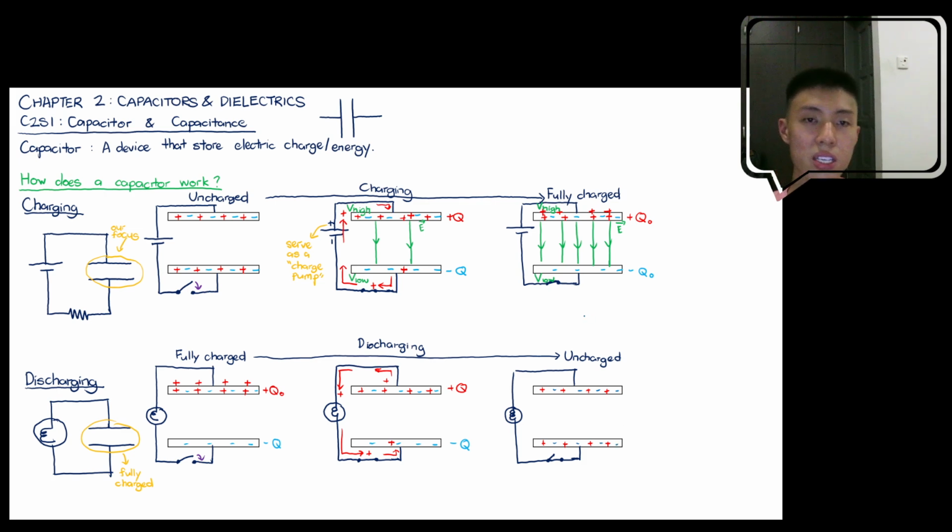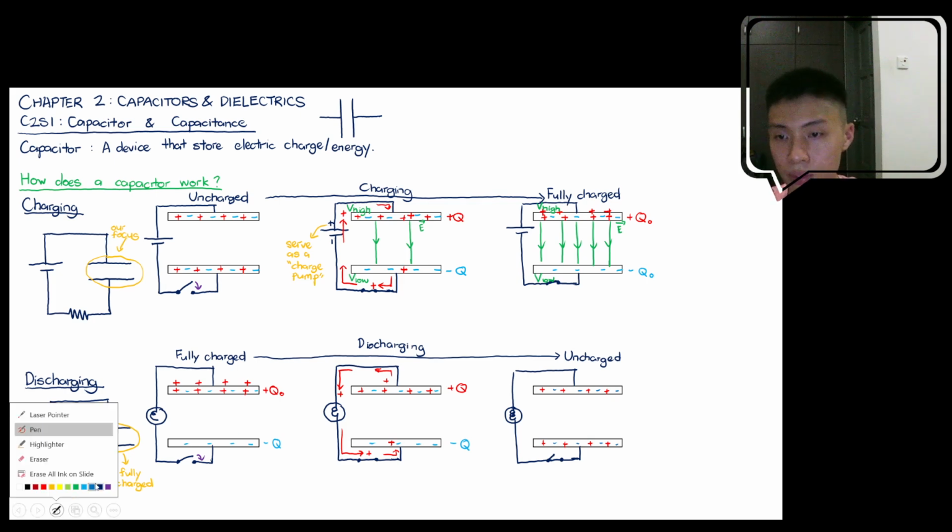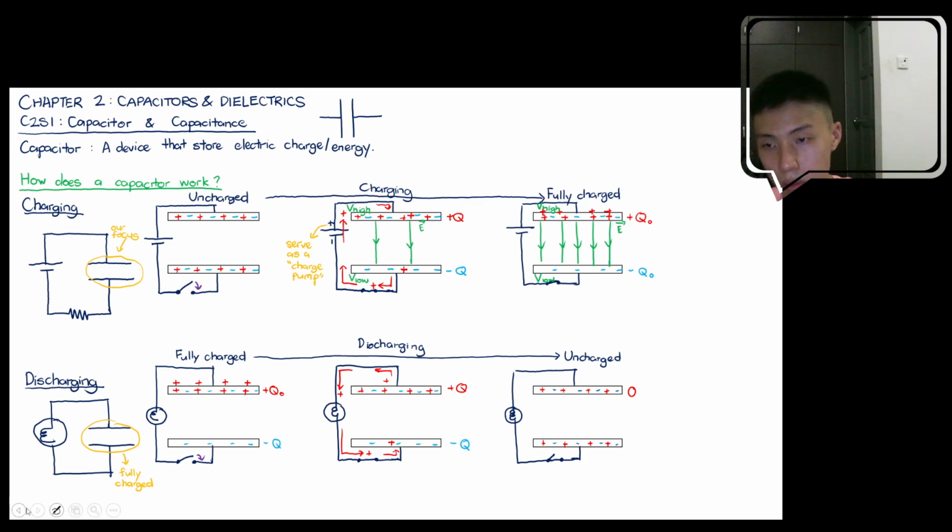So this was the initial situation. It has lost all of its charges. It has lost all of its energy. If you insist on writing it, the amount of charge stored is now 0. So this is how the discharging process works.